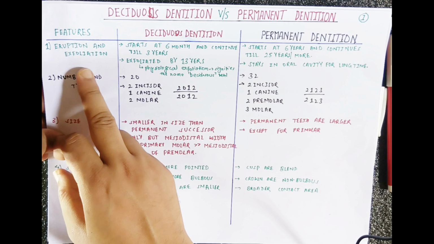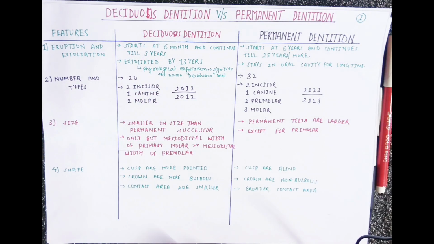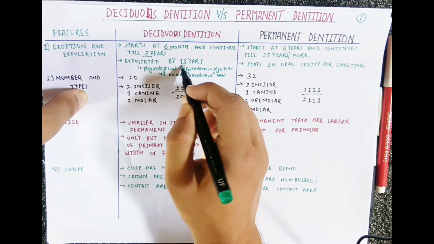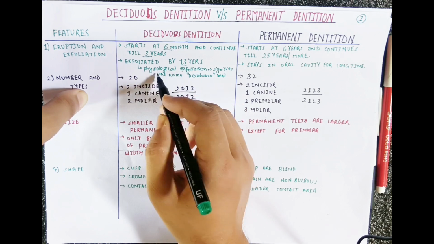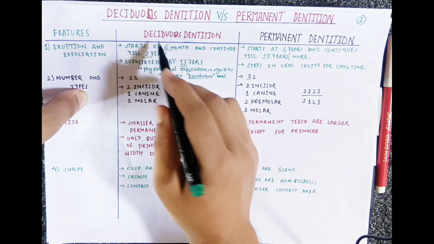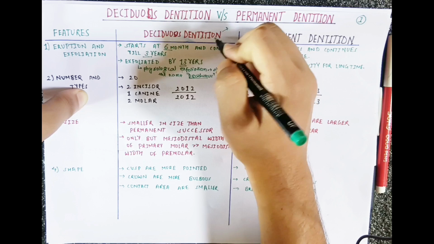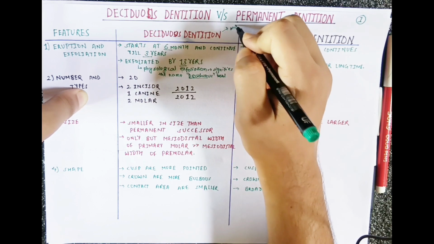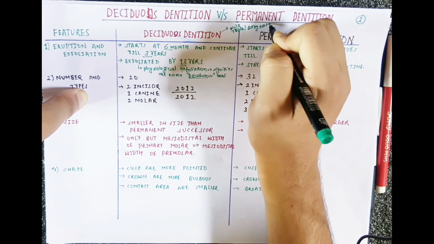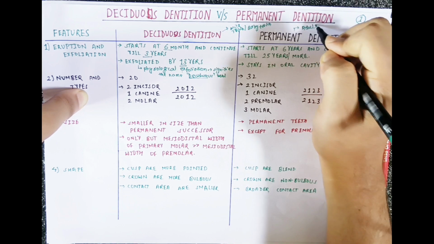So our first point is eruption and exfoliation. As I have written here, deciduous dentition starts at the 6 month and continues till the 3 years, and it is exfoliated by the 13 years, and the exfoliation is physiological. As it is a physiological exfoliation, it signifies the name called deciduous, so this dentition is called deciduous dentition. Also I forgot to tell that the tooth present in deciduous dentition is also called milk tooth or baby tooth. Similarly, in permanent dentition, the tooth that is present is called adult tooth.